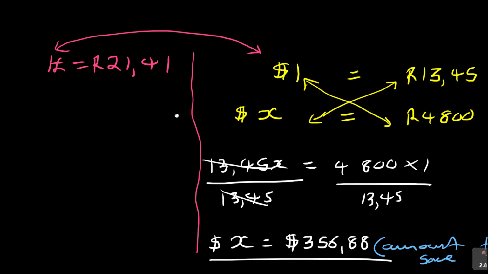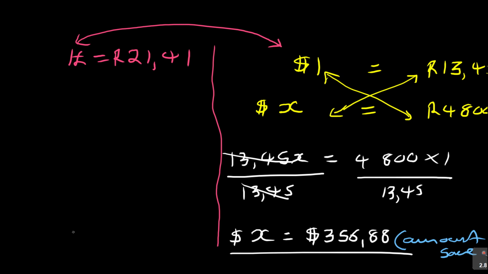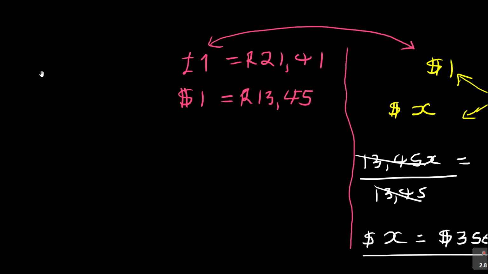Let me put this proportion also down here, say $1. When you start with the other foreign currency, it confuses. So this is 1 pound, and now this is $1. So what is $1? It's 13.45 rand. This is the 2 exchange rates that they gave me. Are you with me? So you do the same thing.